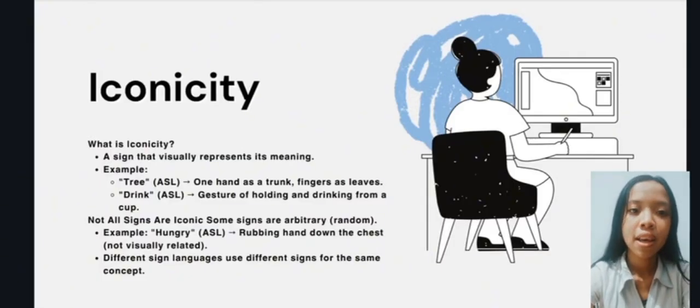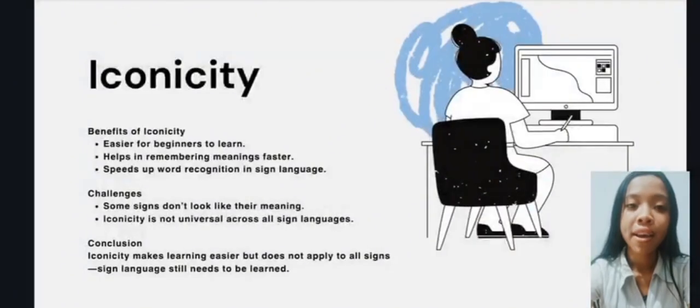For example, in ASL or American Sign Language, tree is signed with one arm standing straight like a trunk, while the other hand rests on the elbow and fingers spread like leaves. In Chinese Sign Language or CSL, tree is usually signed by forming a motion like hugging a tree trunk and sliding the hands upward. So yeah, iconicity helps, but it's not a magic trick where you can just guess every sign. Even though not all signs are iconic, iconicity still has some cool benefits.